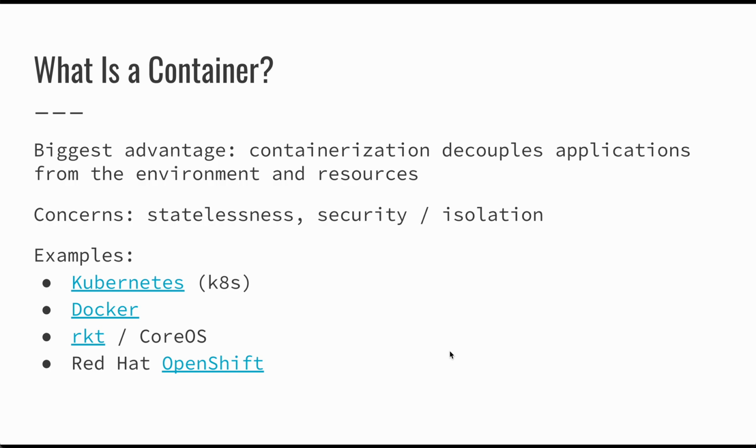Now, a couple of examples of systems that you might have are container systems. Kubernetes is a very popular one. Docker is also another popular one. There's Rocket. Red Hat has OpenShift. So there are a variety of these container services, and you can kind of pick one if you get into containerizing your applications.